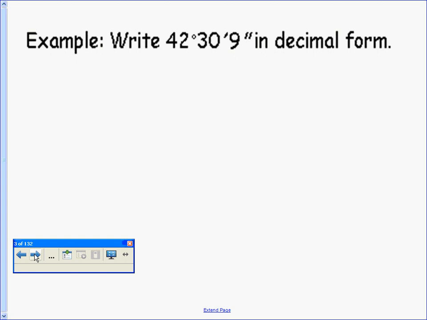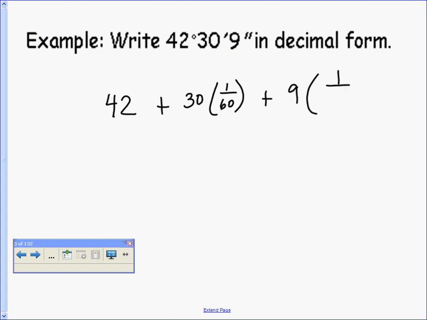Let's say I have 42 degrees, 30 minutes, and 9 seconds. And we're going to take that and write it in decimal form. So I've got the 42 degrees. I'm going to add to that the 30. What you want to think of is what part of a degree are these minutes, and it's 1/60th. So you get 30 over 60, or maybe it's easier to think of it as 30 1/60ths, plus you've got 9.